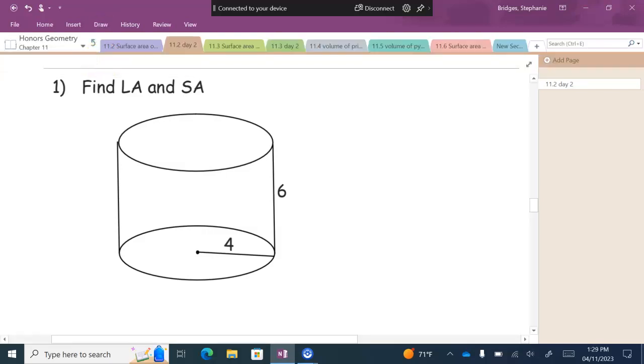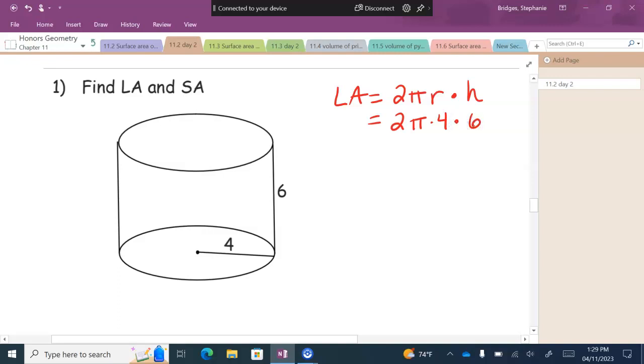All right, so we're going to start with lateral area. Again, lateral area is the perimeter of my base. My base is a circle. What's the formula for circumference of a circle? 2 times pi times r. And then it's times the height of this prism. So let's plug in our information. We've got 2 times pi. What is my radius? 4 times what is my height?